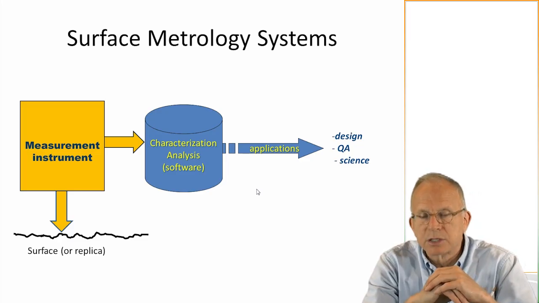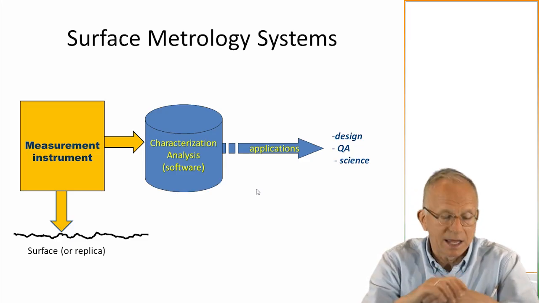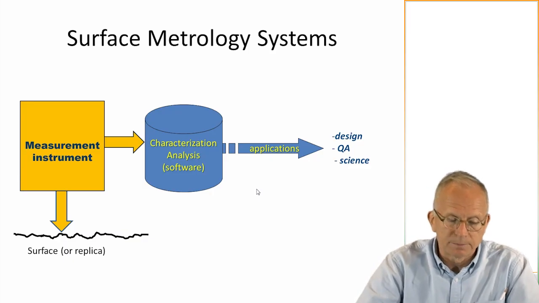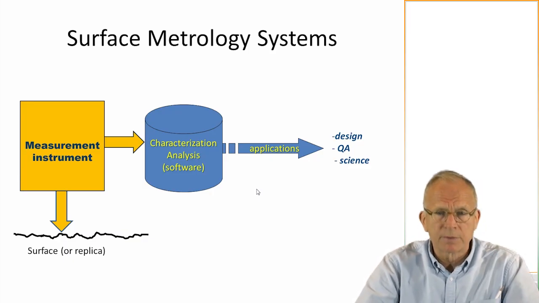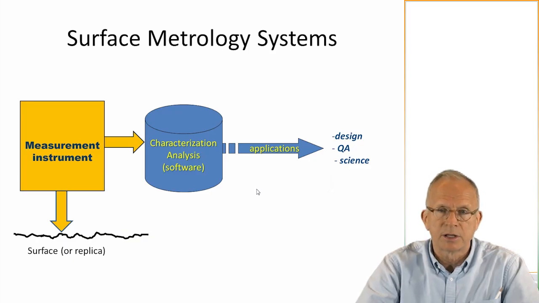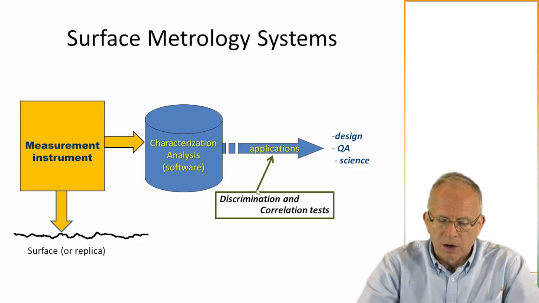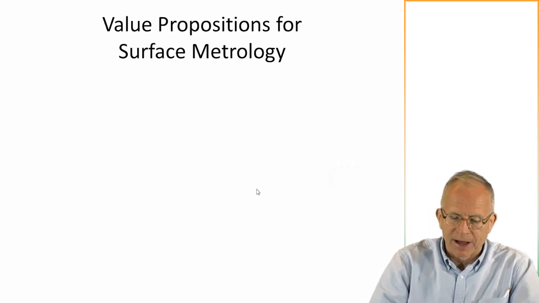So the applications, of course, are for design, quality assurance, and then many different kinds of science benefit from measurement of surfaces. One that we've been involved with is physical anthropology and archaeology, or a couple that we've been involved with. All right, so discrimination and correlation tests. This is what we're looking for and what provides the value.